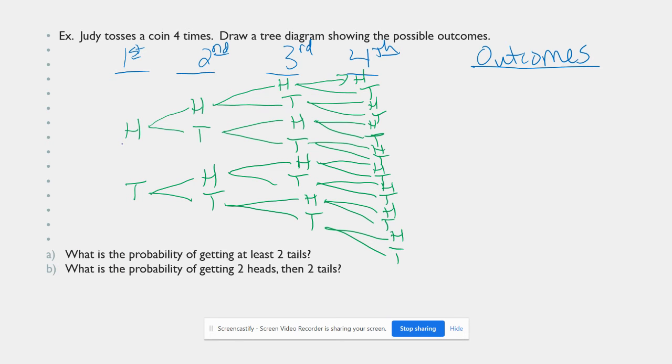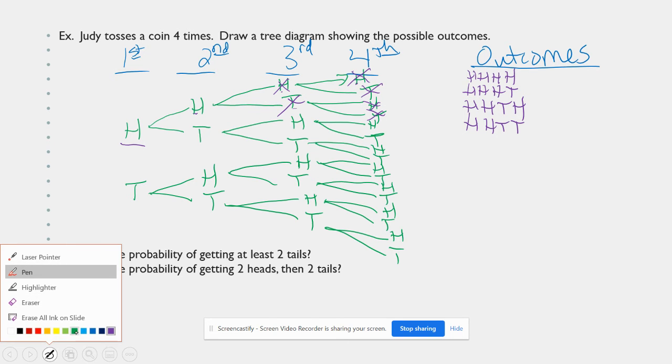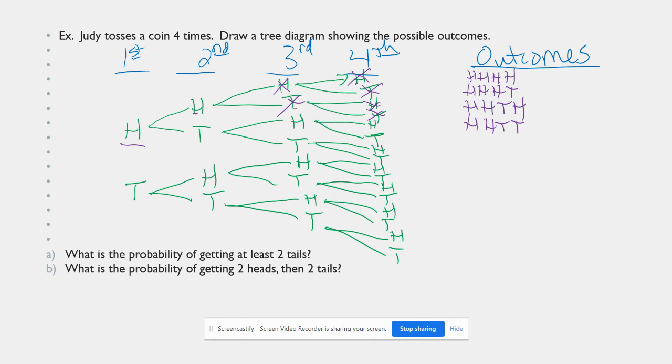I'm going to start over here with purple and heads. So we have heads, heads, heads, heads. That took care of that one. Heads, heads, heads, tails. So we've used that branch. Heads, heads, tails, heads. And then heads, heads, tails, tails. So these are done. And we're moving on to the next part. Oops. So I use this one.